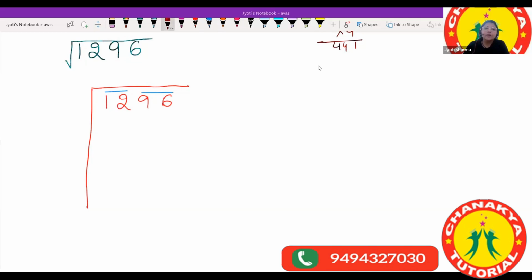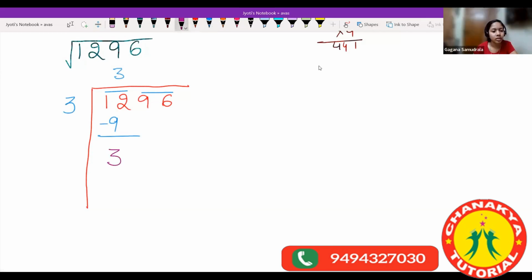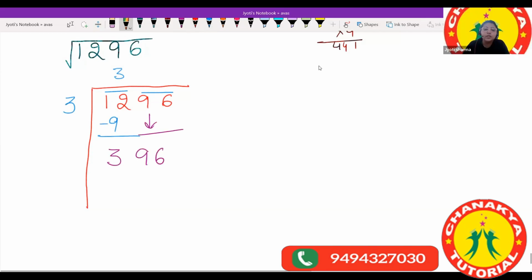Now, first, if you take 4 4s are 16, it is bigger. We know we are going to take 3 3s are 9. Now, what is 12 minus 9? 12 minus 9 is 3. Now, we are going to bring the whole pair 96 down. Now, the double of 3 is 3 2s are 6.